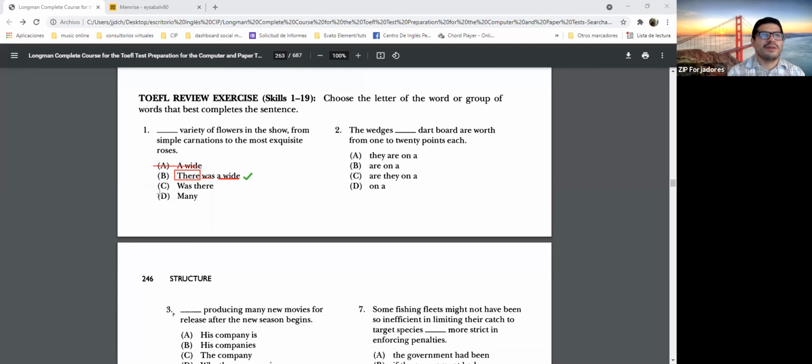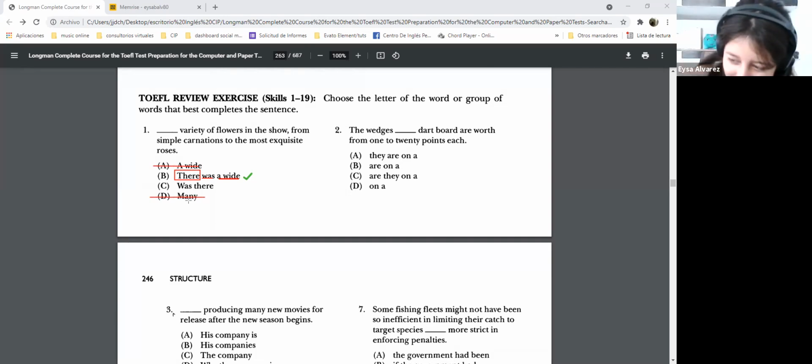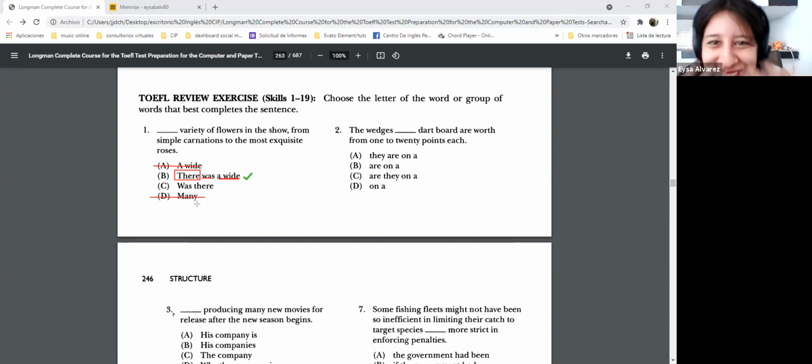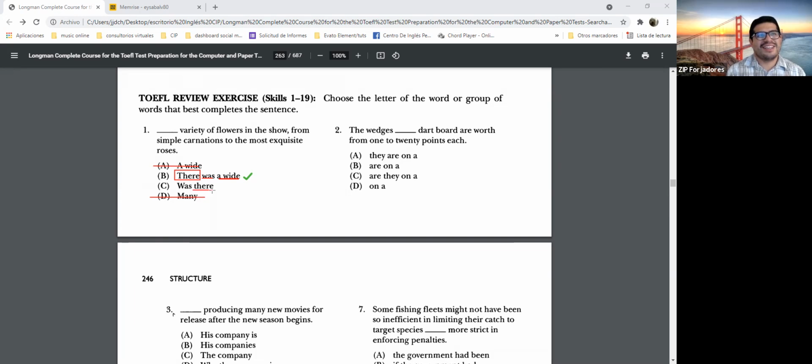And why couldn't it be letter C then? We don't have an action also. Was is an action, right? Yes, but it's inverted, and you're going to invert after the place expression, that in this case is there, right? So that's why it cannot be letter C. Very good. Excellent. Okay, number two, you said that it was letter D.